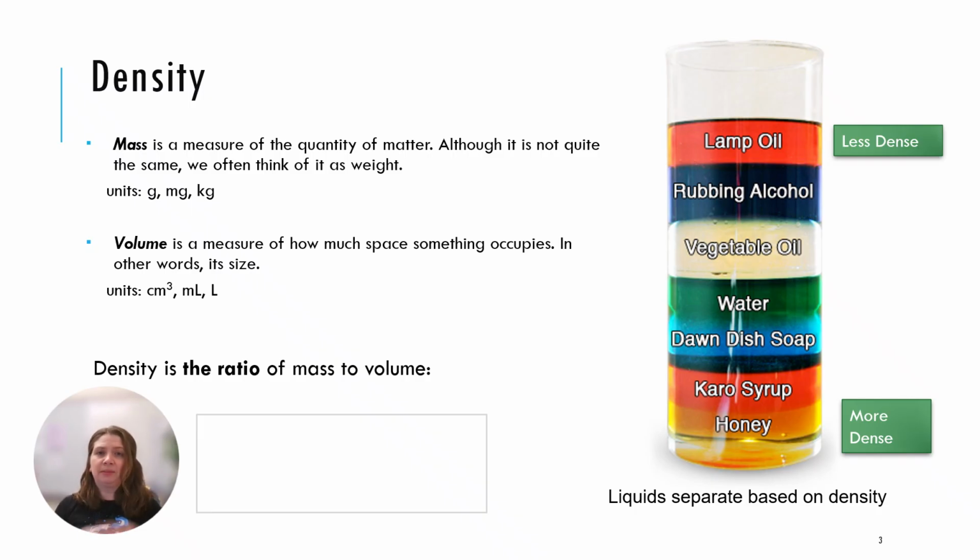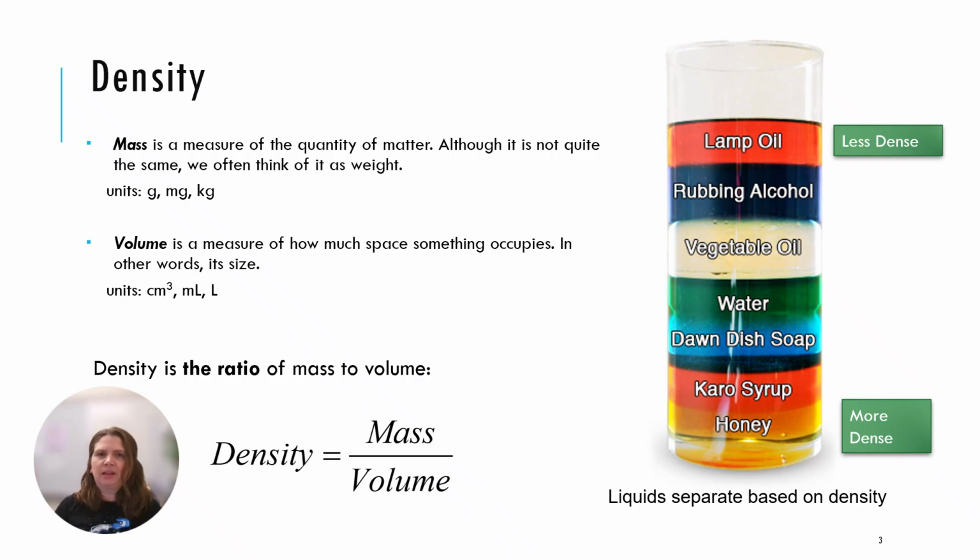Volume is a measure of how much space an object occupies, or how large it is. Common units of volume include cubic centimeters, milliliters, and liters. Density is defined as the ratio of mass to volume. Density equals mass divided by volume. In the figure shown, liquids are separated based on density. Less dense liquids, such as lamp oil, float on top of more dense liquids, such as honey.